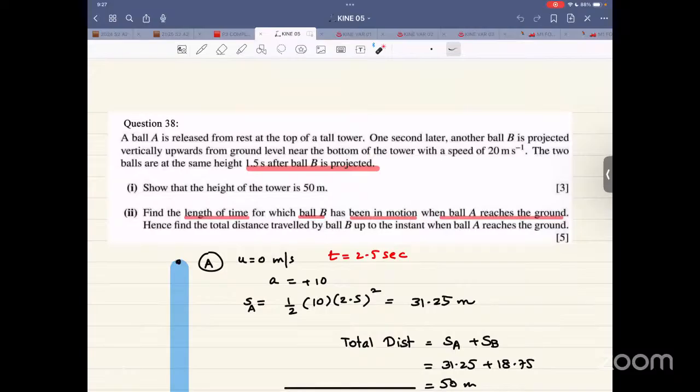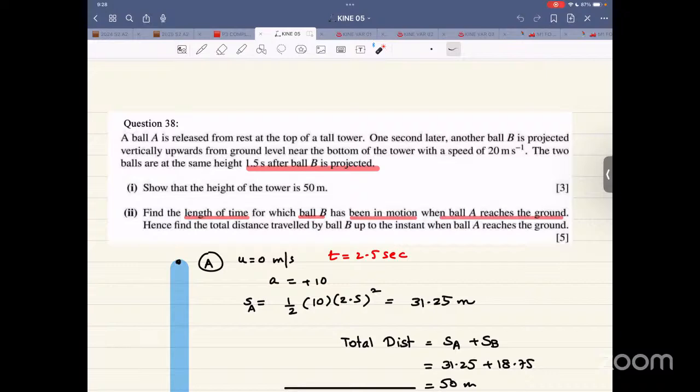Something like this. A ball A is released from rest at the top of a tall tower. 1 second later, another ball B is projected vertically up from the ground level near the bottom of the tower with a speed of 20 meters per second. So one thing is falling down, the other one is projected upwards. The two balls are at the same height 1.5 seconds after ball B is projected. Show that the height of the tower is 50 meters. Find the length of time for which ball B has been in motion when ball A reaches the ground. Hence, find the total distance traveled by ball B up to the instant that ball A reaches the ground.